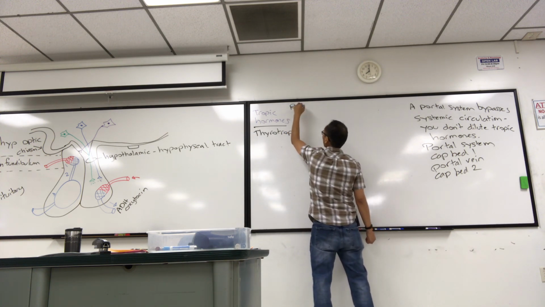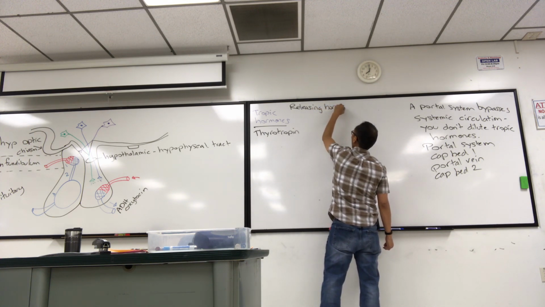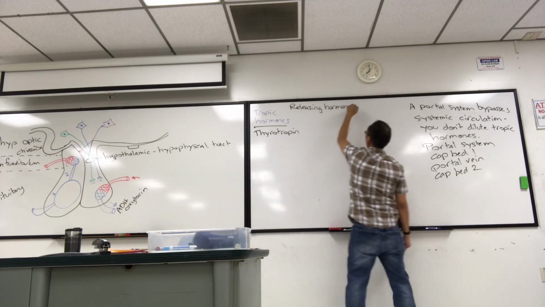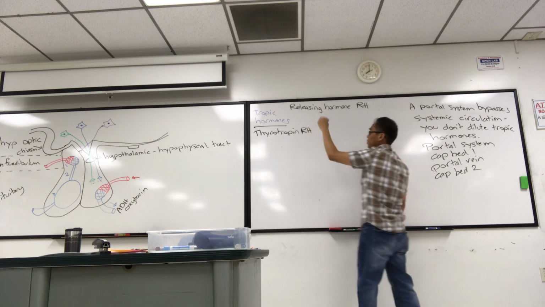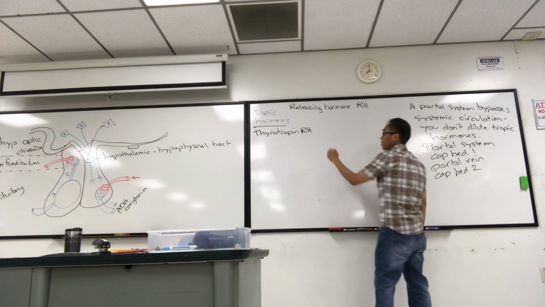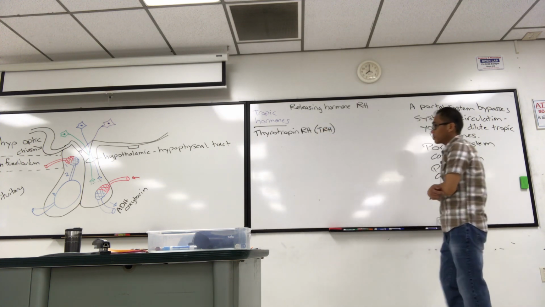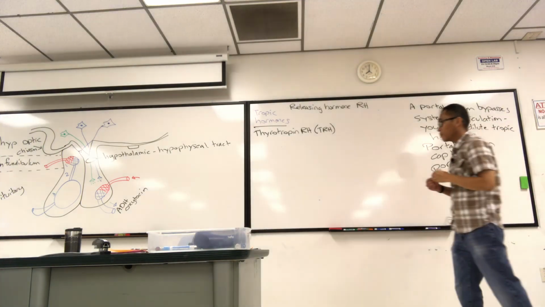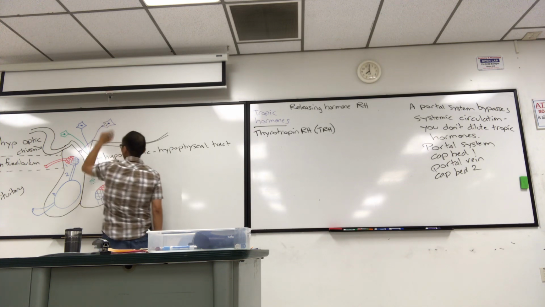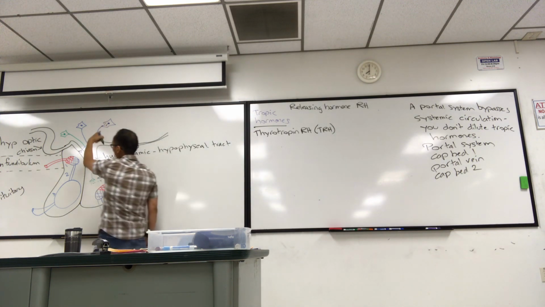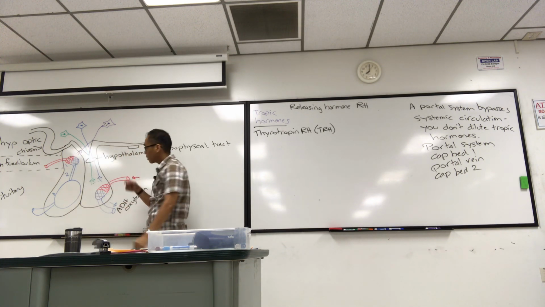I'm going to abbreviate releasing hormone RH. So thyrotropin-releasing hormone, I'll just abbreviate the whole thing TRH sometimes. And so that'll be made by this cell up there. What it'll do, it'll travel down the axon, it'll be released into cap bed 1, right?